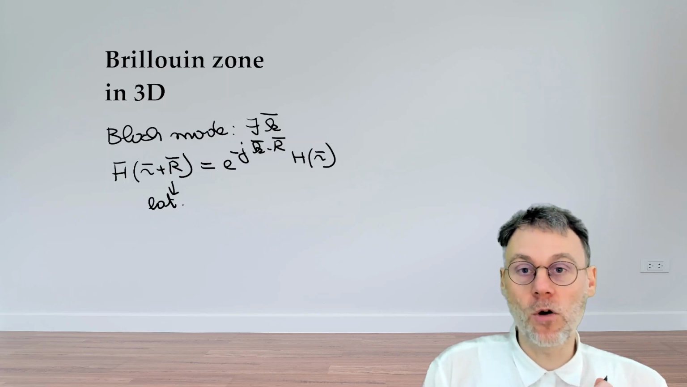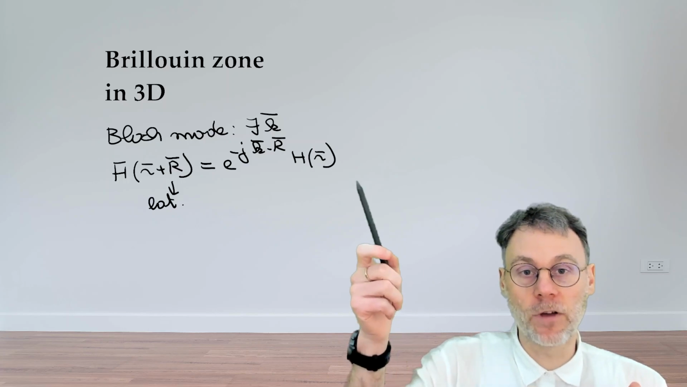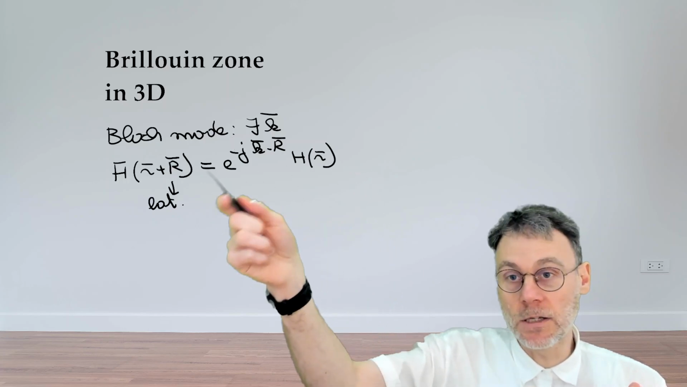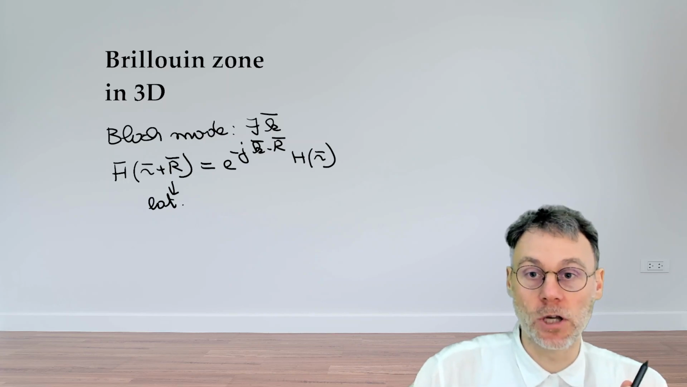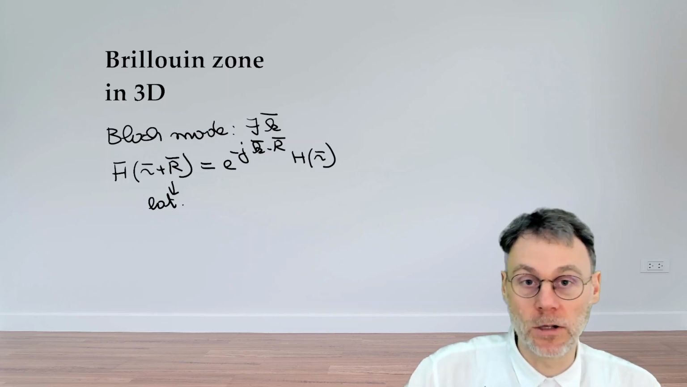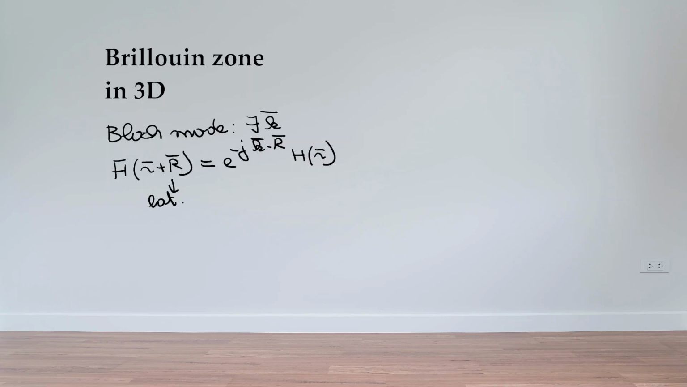So pause the video and see if you can find a modification of k such that this formula here is essentially still the same and is unchanged. This will point towards the redundancy in k space.